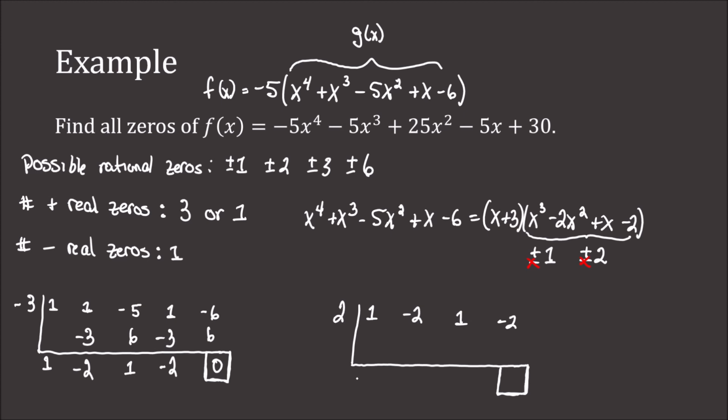But we still need to know what we're left with. So 1, 0, 1, 2, 0, 0, 1 times 2 is 2, negative 2 plus 2 is 0. There we go. So I'm going to move on to the next slide.